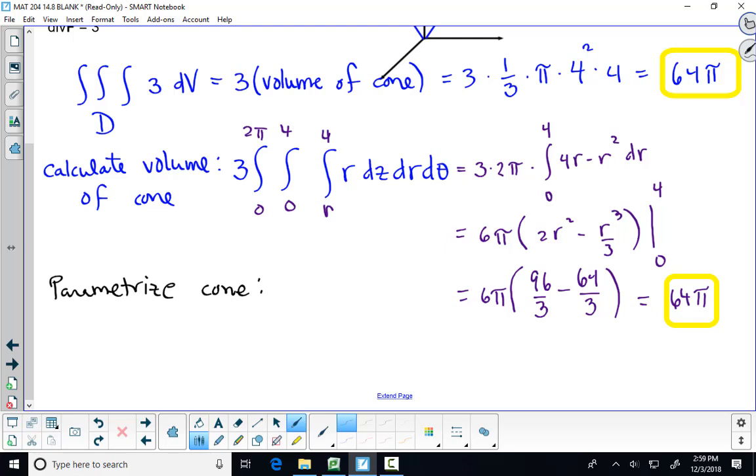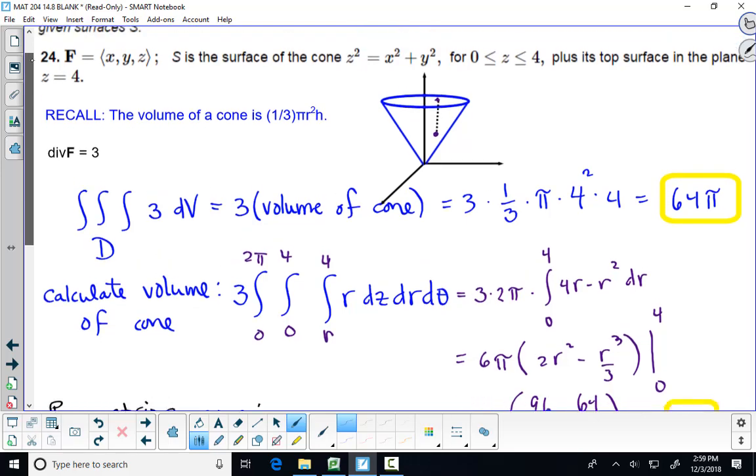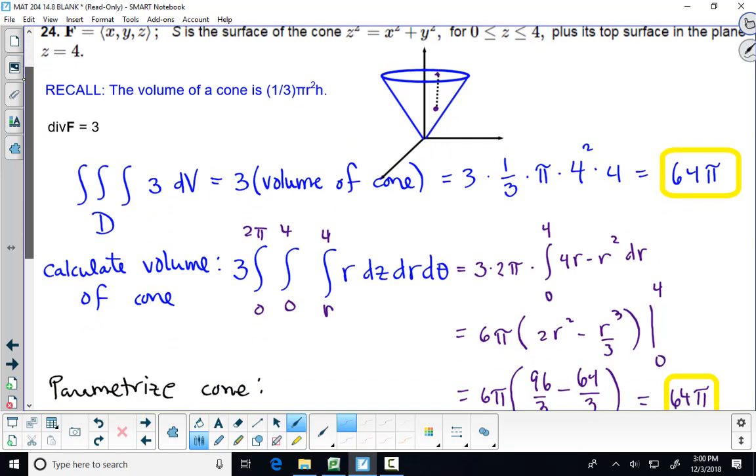So the parameterization of the cone. R of u comma v equals... Have faith. You can do it.